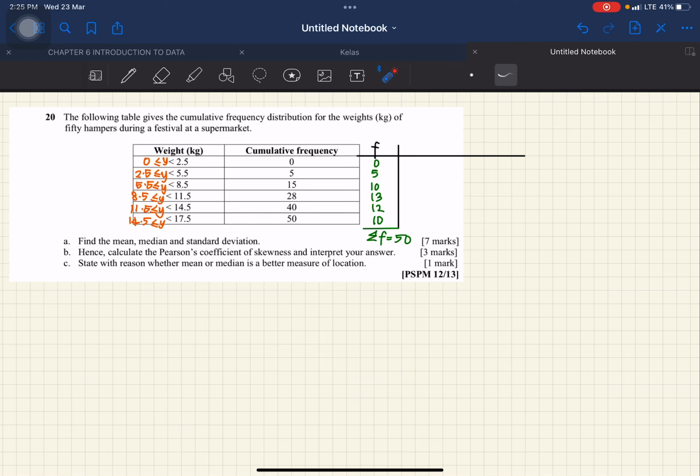I'm not going to go through the mean, because I think the mean is quite simple. You just need to sum up F times X, where X is your midpoint, and then divide by the total of frequency. It's simple, I don't have to explain it to you. But if you have questions, please ask me. The midpoint is easy to find. You add this one and this one, divide by 2, and you get the middle value.